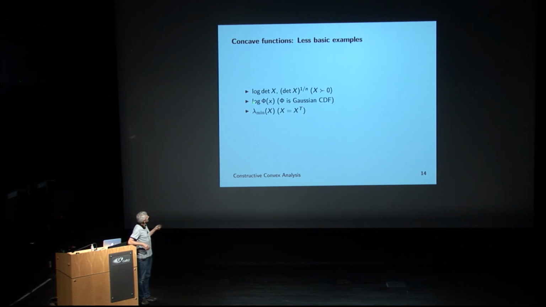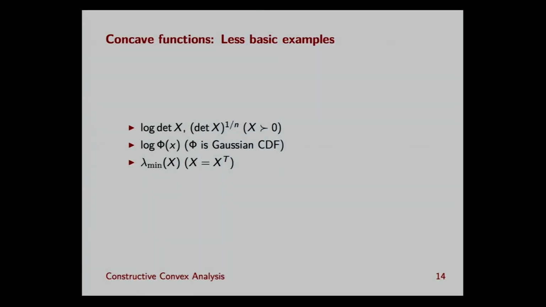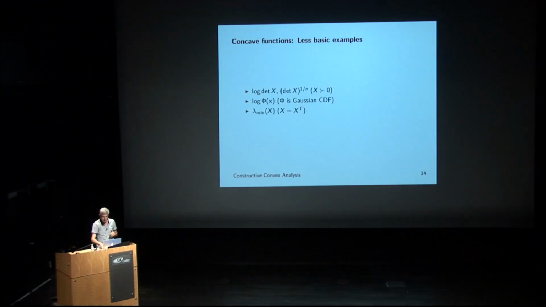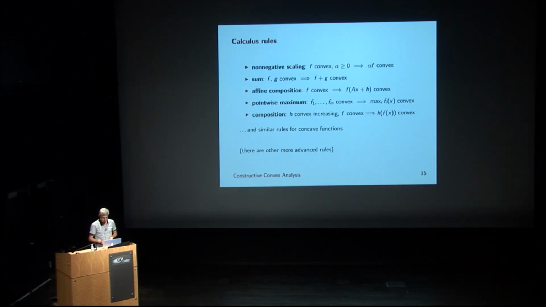Here's one, the log of the cumulative density function of a Gaussian. Okay, so everybody knows what that looks like. CDF looks like that. And the log of it looks like this. It's like 0 up here where it's about 1, and then it goes down and it's convex. Okay? So these are just not obvious things, right? So there are a lot of other ones that are even less obvious, but this is just to give you some quick examples.